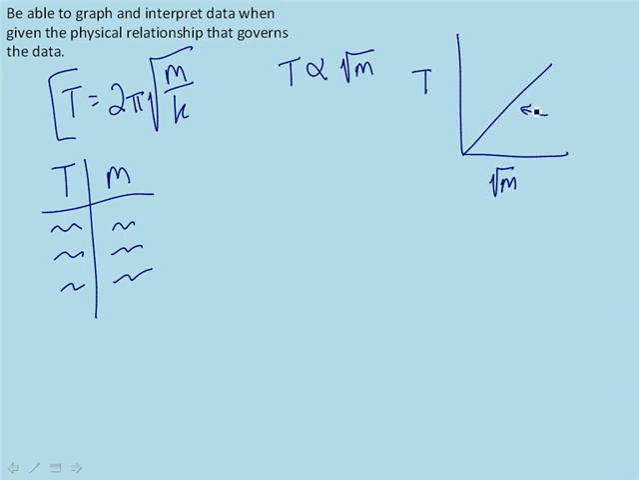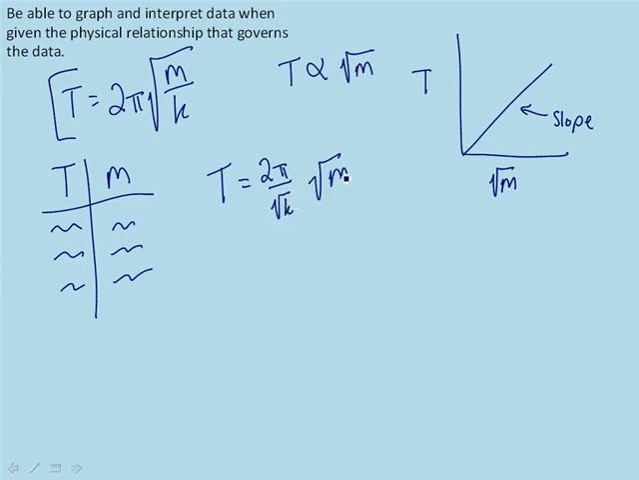Alright? And then from that you find the slope, and then from the slope you can figure out what is, in this case, the spring constant. So I'm going to rewrite this function. T is equal to 2 pi over the square root of k times the square root of m.